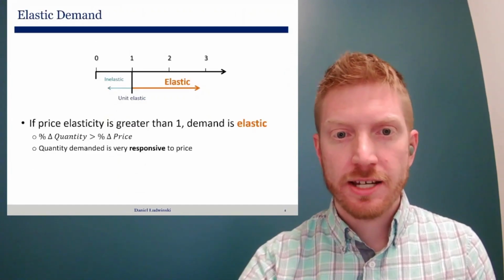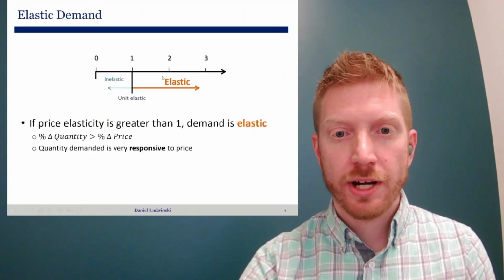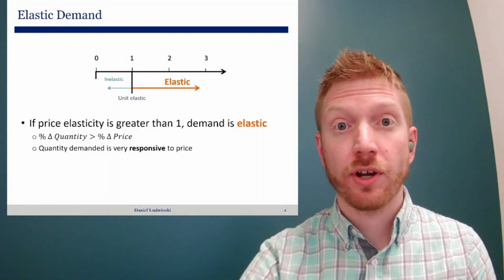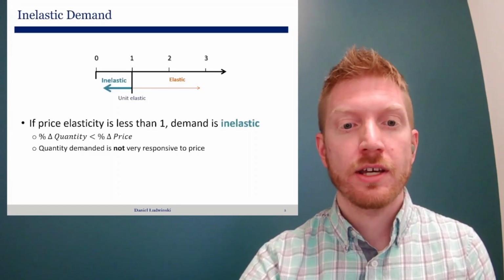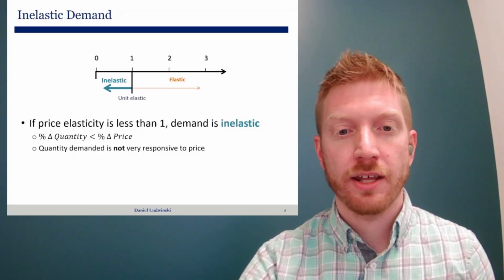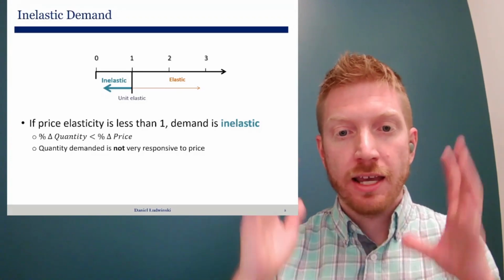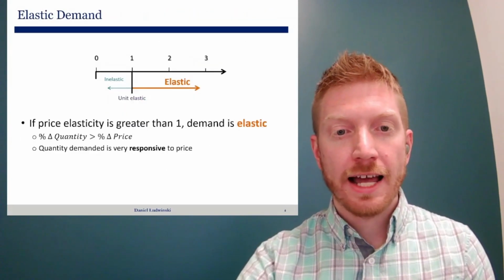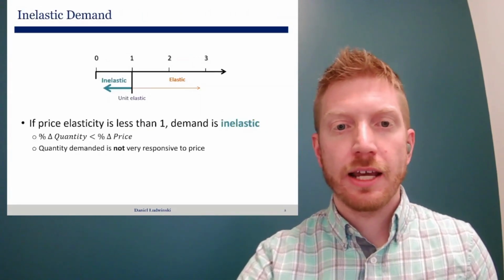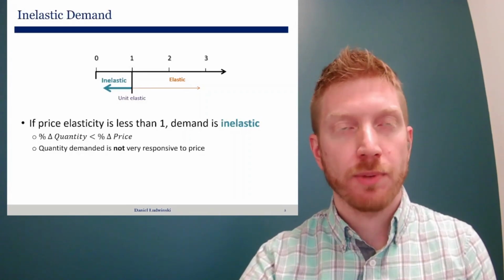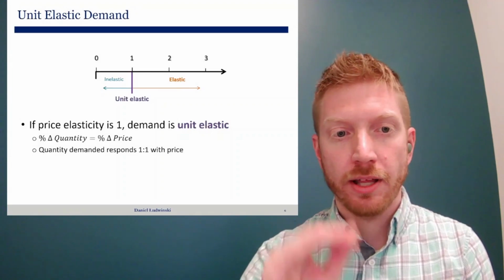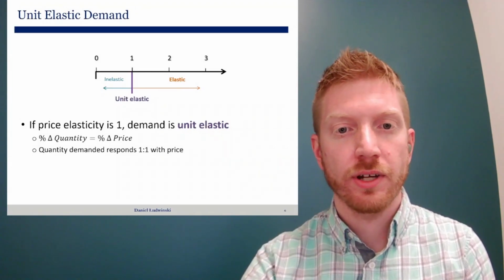So just to emphasize, elastic demand is greater than 1. It's when that percentage change in quantity is greater than the percentage change in price. Inelastic is when that percentage change in quantity is less than the percentage change in price. In other words, with elastic, we have a very responsive demand, and with inelastic, it's not very responsive. When they happen to be equal, elasticity is 1, that's unit elasticity.